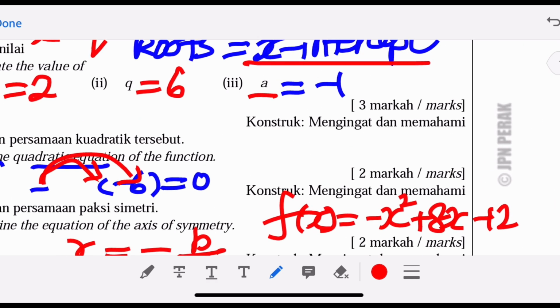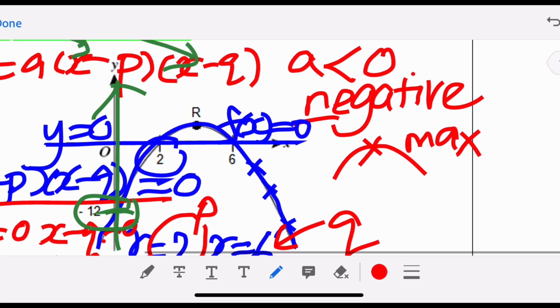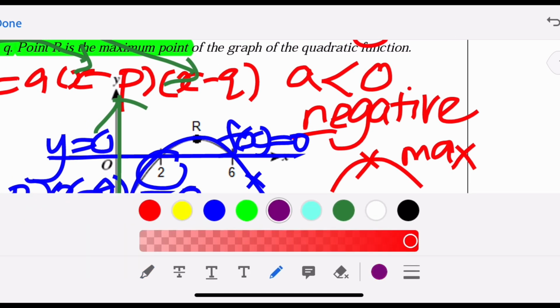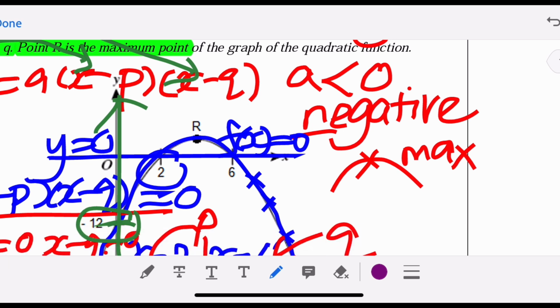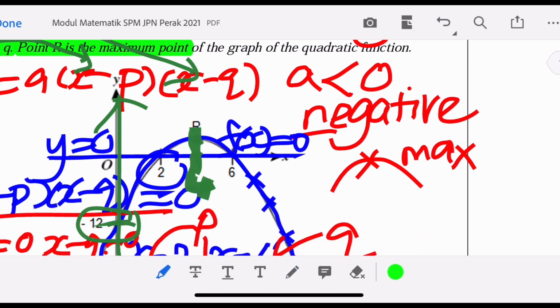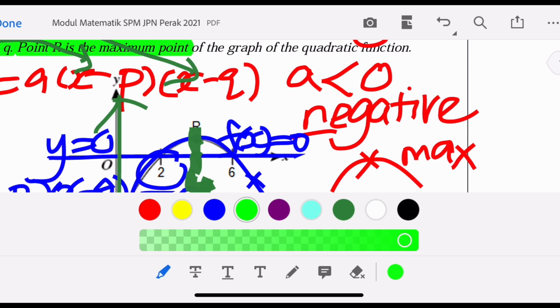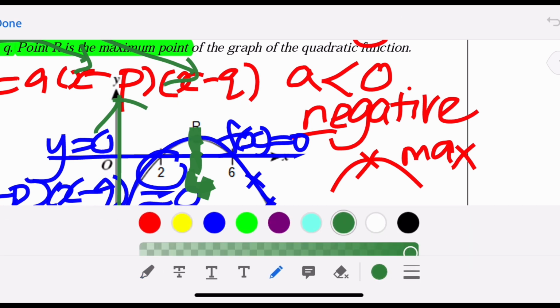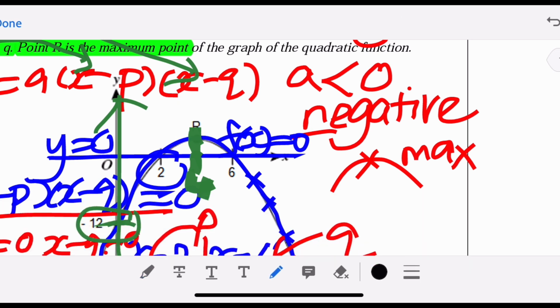Axis of symmetry means what? Okay, if I ask you to draw the axis of symmetry for the graph, what you need to do is you go to the highest point. This is 4, you know. So you just draw a straight vertical line that passes through x equal to 4. I want to use a black one so that you can see clearly. This is x equal to 4.